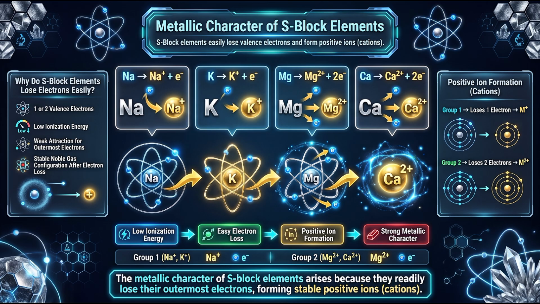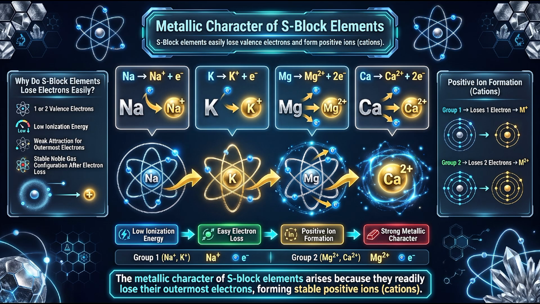For example, in Group 1, lithium → sodium → potassium → rubidium → cesium, the metallic character increases steadily because each successive element loses its outermost electron more easily. A similar trend occurs in Group 2. Beryllium → magnesium → calcium → strontium → barium. Again, metallic character increases because larger atoms hold their valence electrons less strongly.